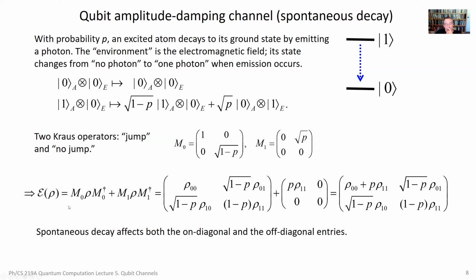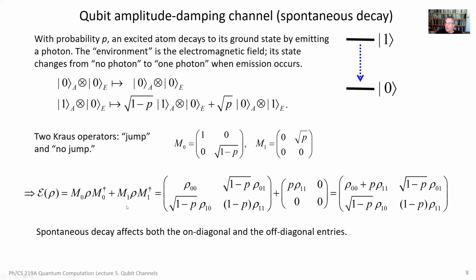In the case where the cross operator is M0, the M0 rho M0 adjoint term is going to suppress the 1,1 component of the density operator by the square of this square root of 1 minus p. So there's a 1 minus p here. But the off-diagonal terms get hit by just one of these square root of 1 minus p factors. So they both get suppressed by the square root of 1 minus p, and the 0,0 component isn't affected.